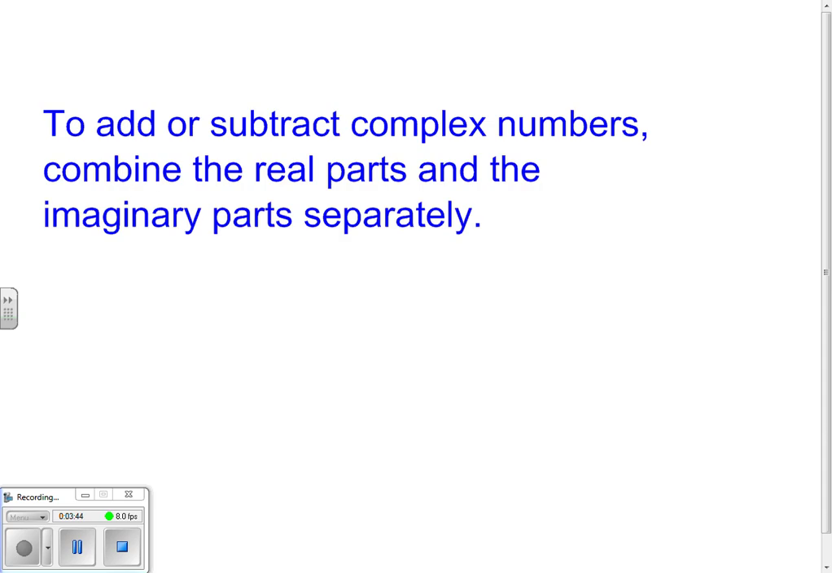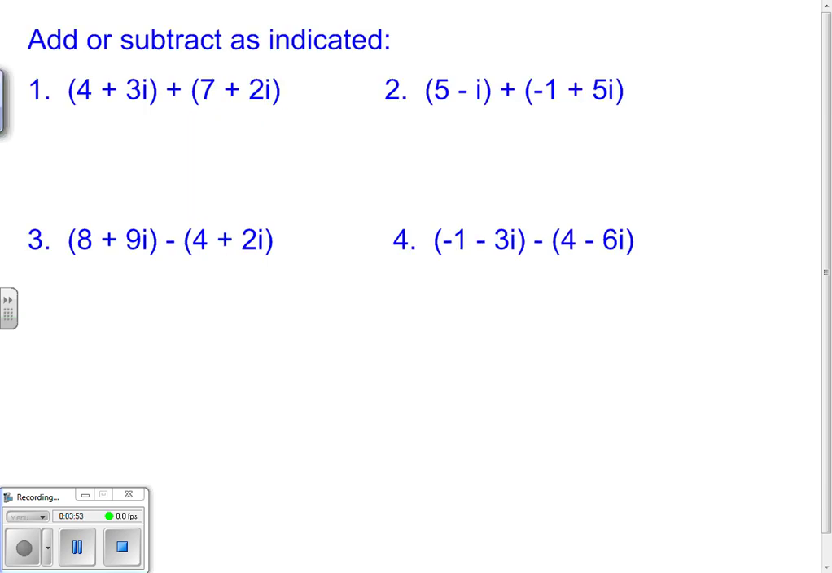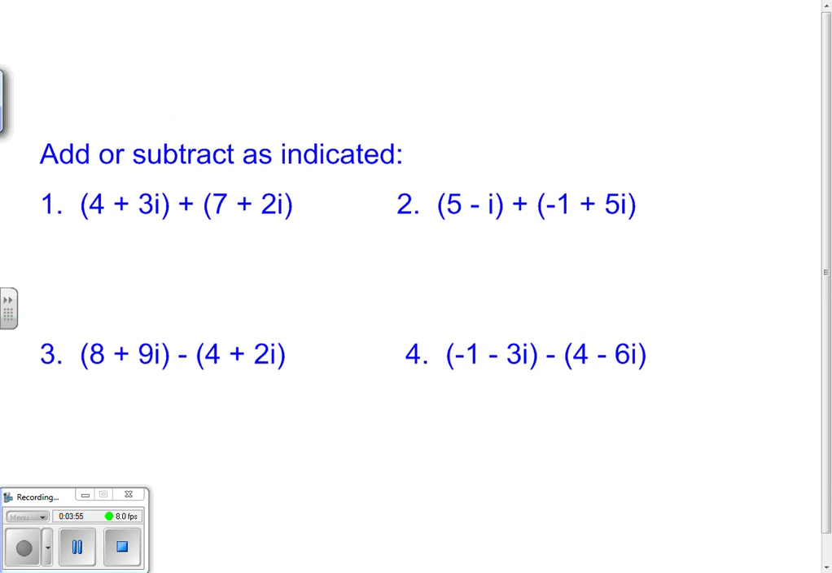To add or subtract complex numbers, you combine the real parts and the imaginary parts separately. Kind of like you're used to combining like terms. So in number 1, if you take a look, they want me to add. It is super important that you see that plus sign because in a second that'll change.